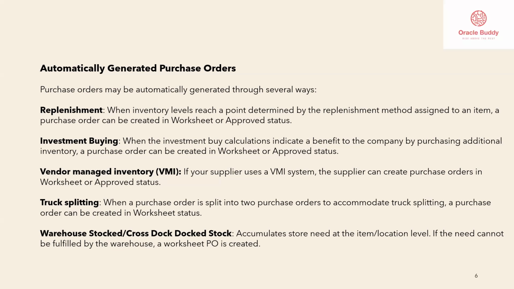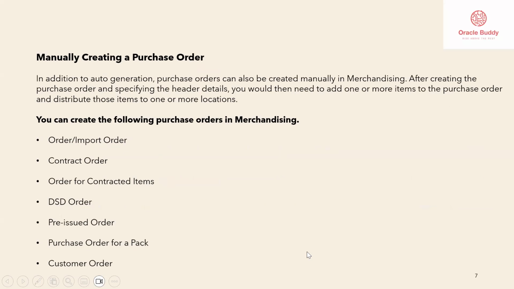Warehouse stock or cross dock stock. Accumulate store need at the item location level. If the need cannot be fulfilled by the warehouse, a worksheet PO is created.